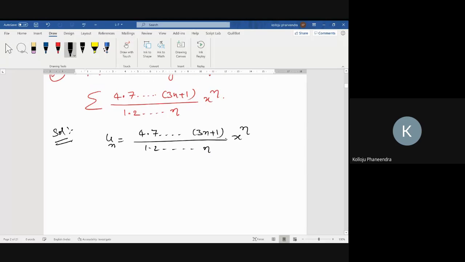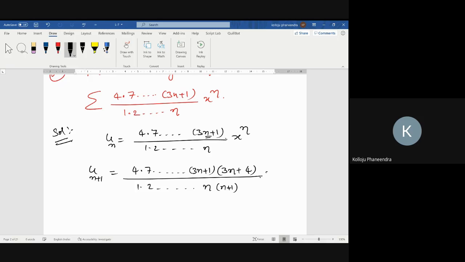Anyway, ratio test is applicable when the nth term contains factorials or product of terms. Clearly, limit comparison test is not applicable for this. Now, un plus 1. The un plus 1th term: 4 into 7 into, if I put n plus 1 in place of n, this becomes 3n plus 3 plus 1, that is 3n plus 4. And its previous term is 3n plus 1, by 1 into 2 into n plus 1, into x to the power of n plus 1.